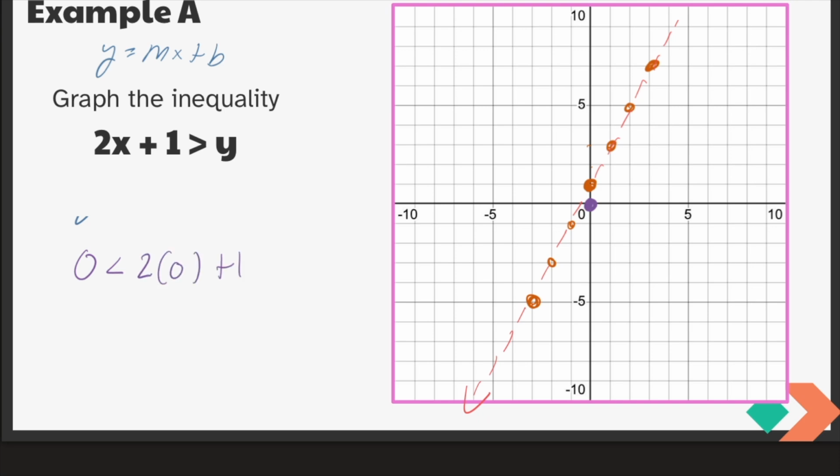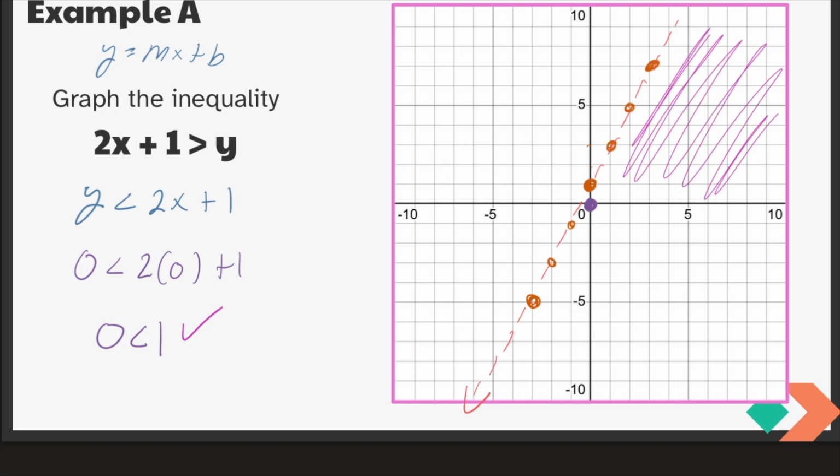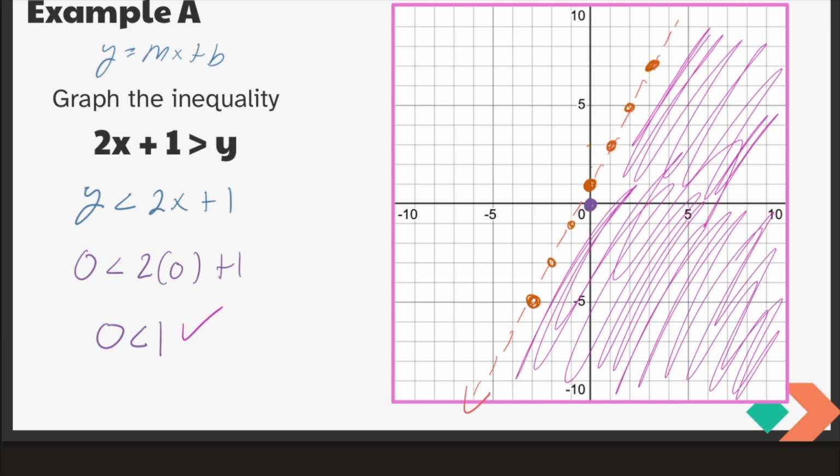So 2 times 0 is 0, and positive 1 plus 0 is going to be 1. So I've got 1 is greater than 0. Let's see, is that true? 1 is greater than 0? Yeah, that is true. So that means I'm going to shade the side where that point exists. That point is over here, and it is part of the solution. So I'm going to shade everything to the side of the graph where that is a solution.